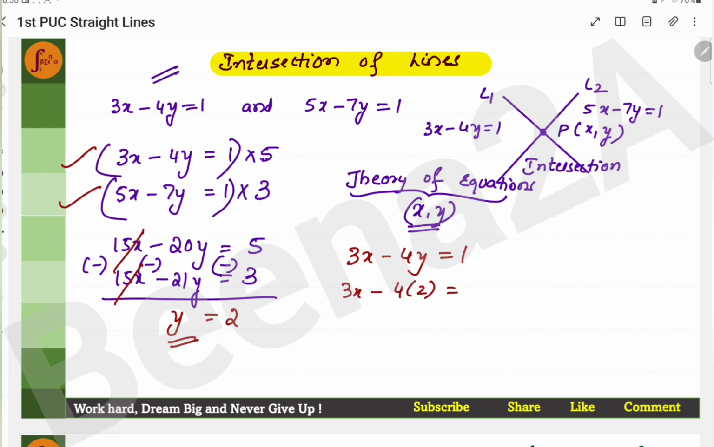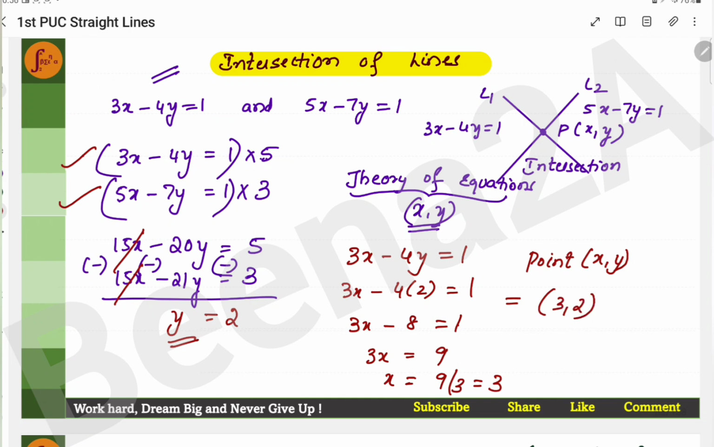So I'll get 3x minus 8 is equal to 1, which is nothing but 3x is equal to 1 plus 8, which is 9, and x is equal to 9 by 3, which is 3. So I got the point. Point (x, y) is nothing but (3, 2). So this is called the point of intersection, right? This is nothing but (3, 2), the point of intersection.